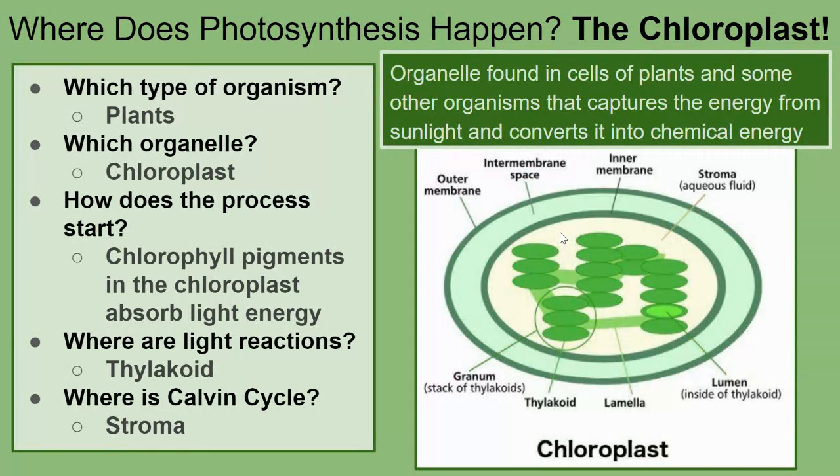If you're going to look at the chloroplast as a whole, just know it's in plants. It does photosynthesis because it has chlorophyll pigments that absorb light energy. The light reactions take place in the thylakoid, and the Calvin cycle, or the light-independent reactions, take place in the stroma. So that's it for the chloroplast.